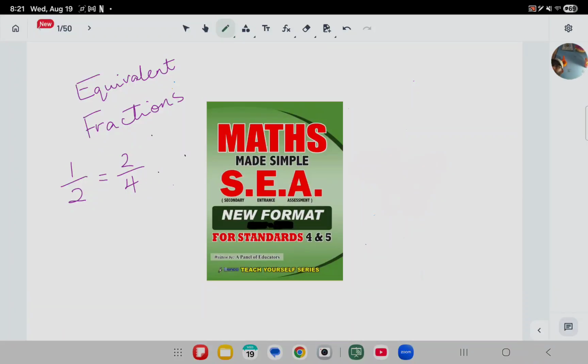Alright class, so today we're looking at equivalent fractions. So let's jump right into it. So we know that equivalent fractions basically means that the fractions are equal.